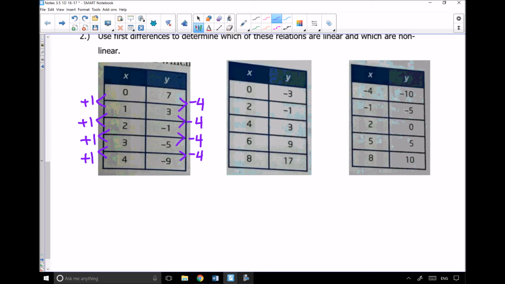Okay? So if I take a look at this right here, each time I do this, I've got negative 4 over 1, which is negative 4 every time. So this is linear because first differences are constant.